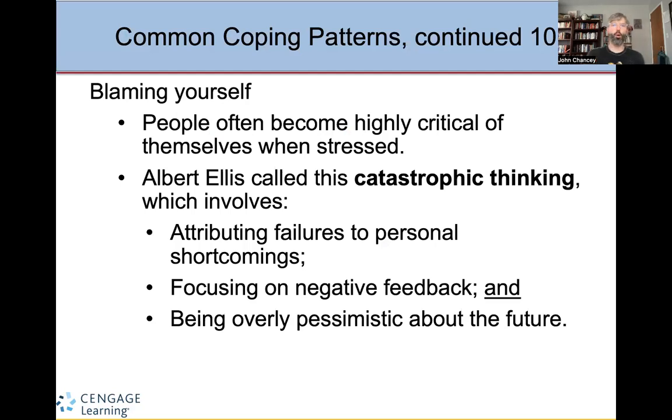Another common technique for dealing with stress, or common coping pattern, is to simply blame ourselves. When we fail, when we don't succeed, when we don't reach our goals, oftentimes individuals will become highly critical of themselves, especially when they're stressed.